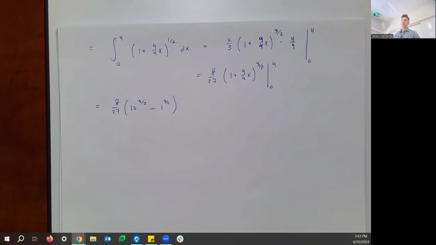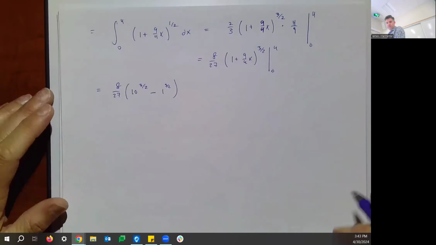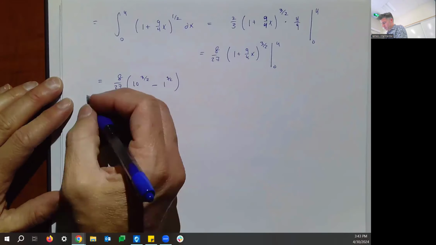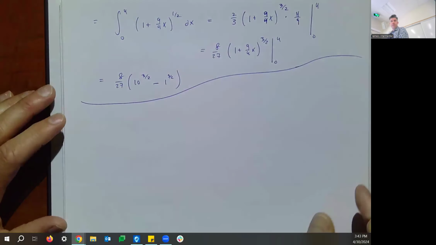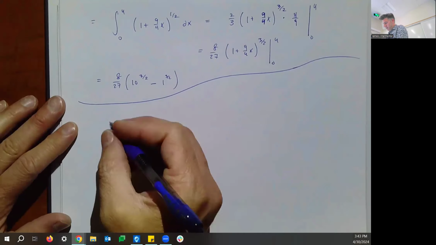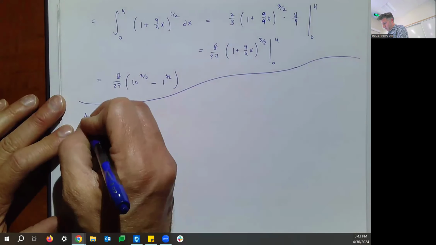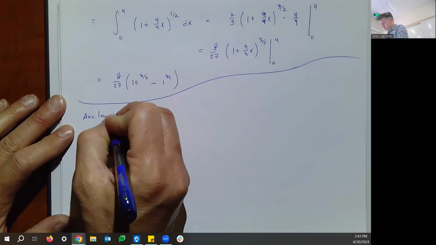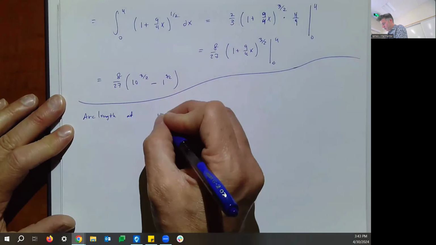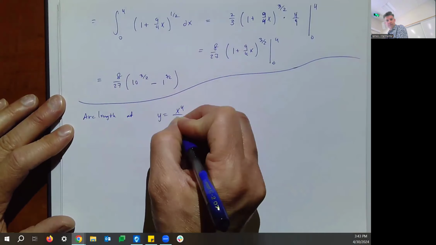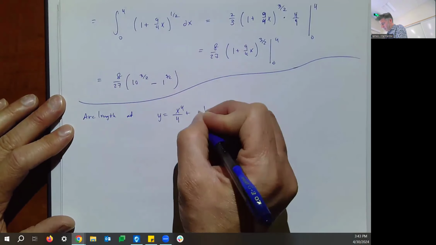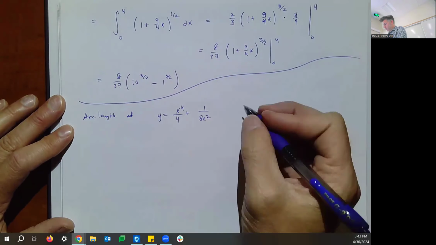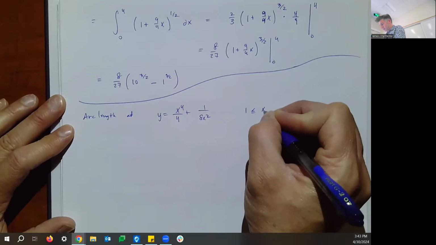So let's do another one. There's one particular style of arc length question that I think comes up a lot. So let's look at, say, finding the arc length of y equal to x to the 4th over 4 plus 1 over 8x squared, where x is between 1 and 2.